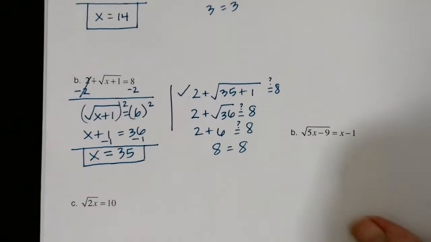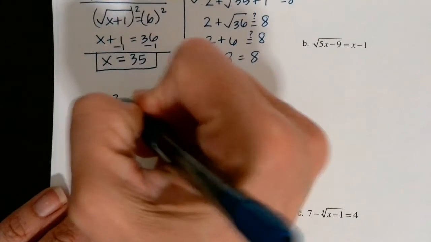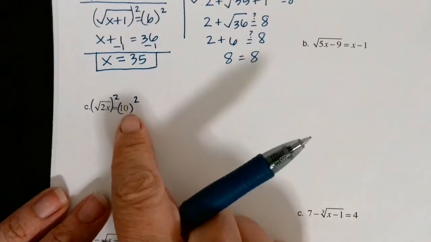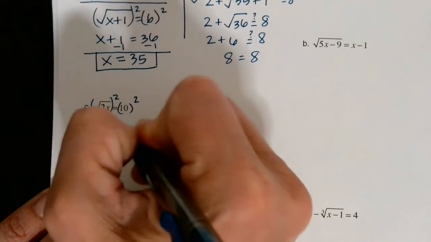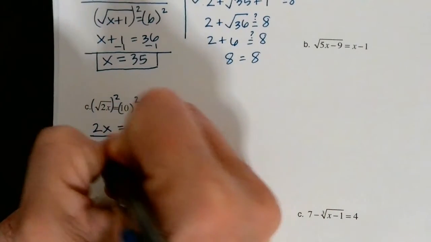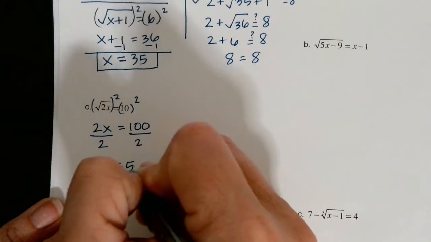Alright, so we're going to just square both sides. So be very careful. This isn't 10 times 2, this is 10 squared. So I get 2x equals 100. Divide both sides by 2. So I get x equals 50.